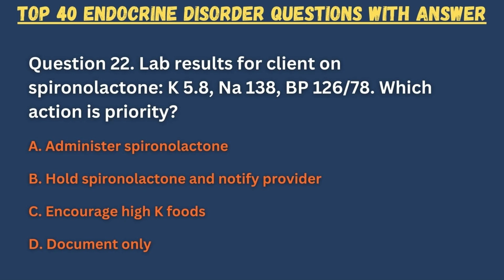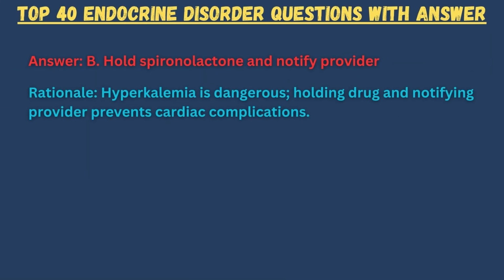Question 22. Lab results for a client on spironolactone: potassium 5.8, sodium 138, blood pressure 126/78. Which action is priority? A. Administer spironolactone. B. Hold spironolactone and notify provider. C. Encourage high potassium foods. D. Document only. Answer: B. Hold spironolactone and notify provider. Rationale. Hyperkalemia is dangerous. Holding the drug and notifying the provider prevents cardiac complications.